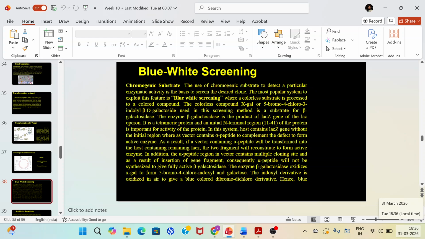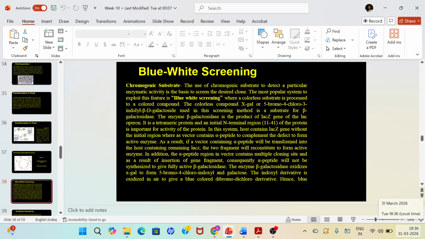The most popular system is the blue white screening, where a colorless substrate is processed to a colored compound, and the colorless compound is X-gal, or 5-bromo-4-chloro-3-indolyl-beta-D-galactoside. It is a substrate for beta galactosidase. Beta galactosidase is the enzyme, the product of the lacZ gene of the lac operon.